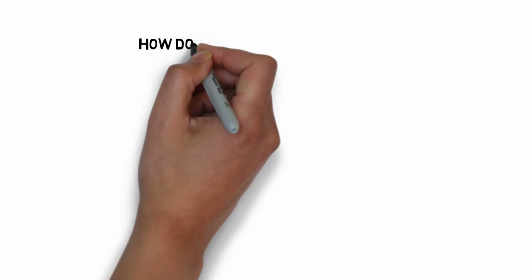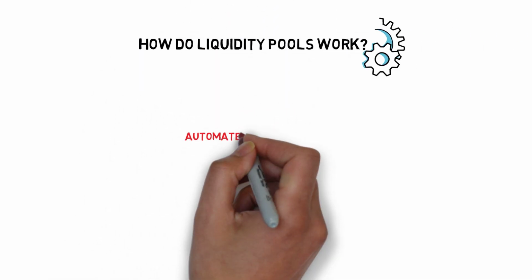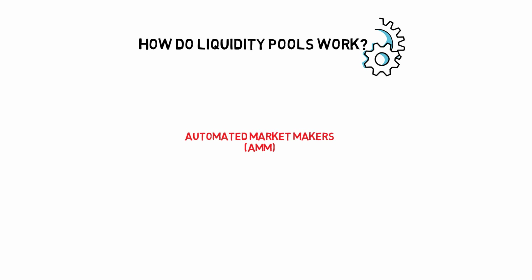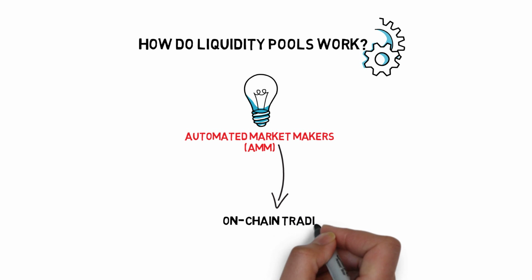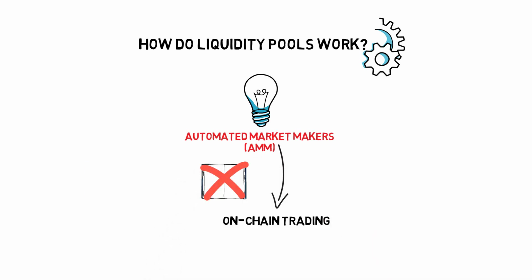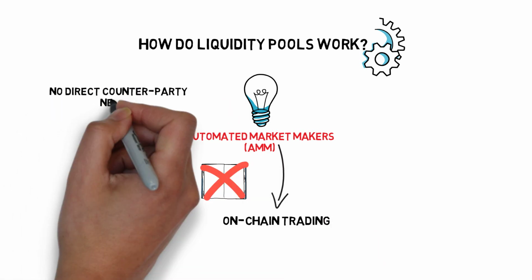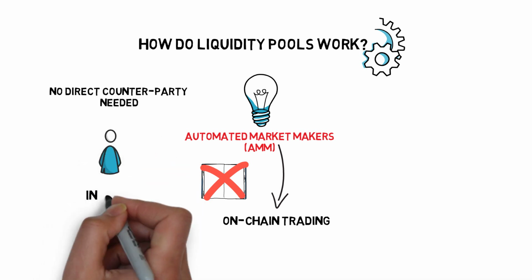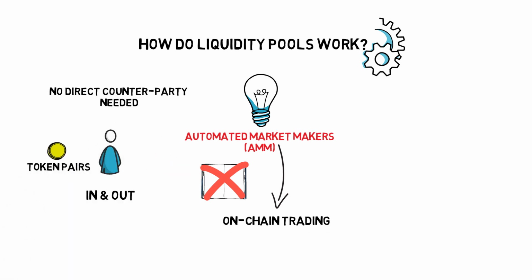How do liquidity pools work? Automated market makers, also known as AMM, have changed this game. They are a significant innovation that allows for on-chain trading without the need for an order book. As no direct counterparty is needed to execute trades, traders can get in and out of positions on token pairs that likely would be highly illiquid on order book exchanges.